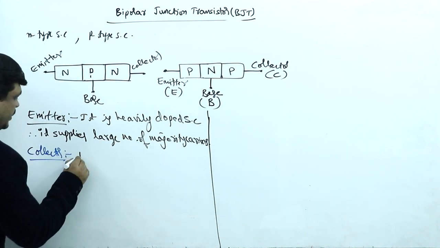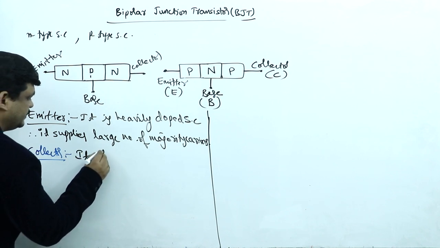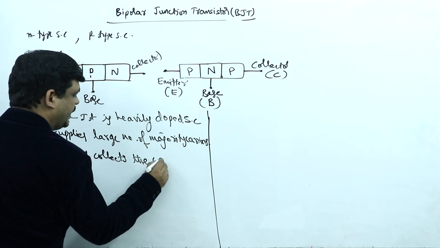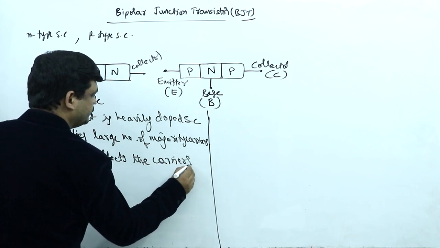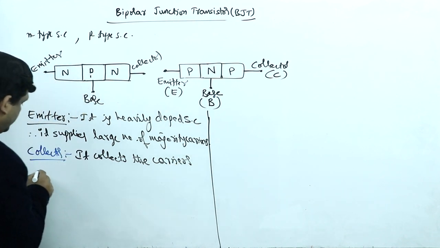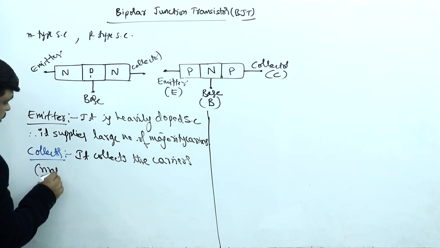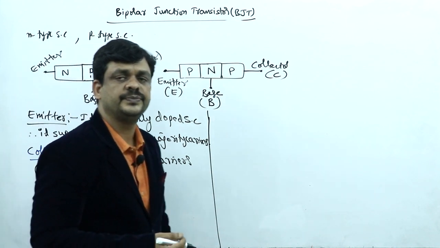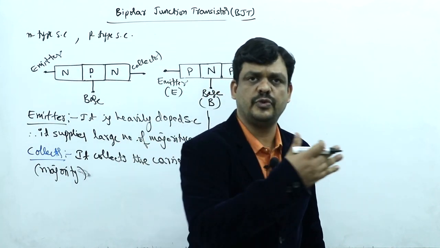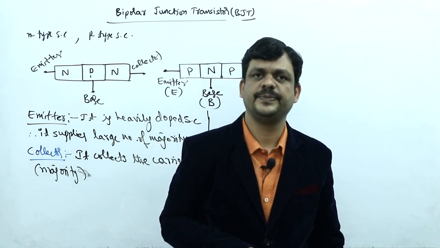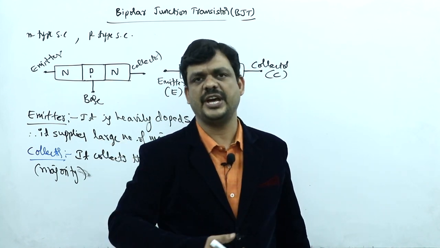So it collects the carriers. Those carriers are majority carriers, right? Because according to the transistor function, the large current has to flow through the device. So current flow is nothing but flow of charge carriers. Now it requires more number of charge carriers to flow.